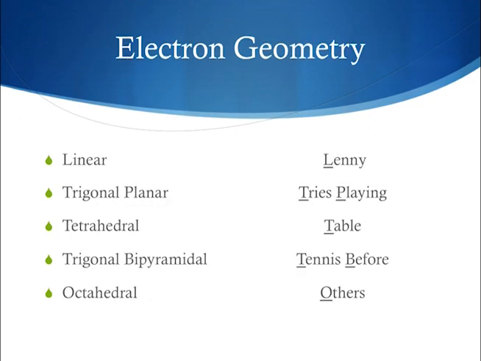Okay, so the first thing we're going to talk about is electron geometries. And we're going to talk about the 5 basic types of these electron geometries. And there are linear, trigonal planar, tetrahedral, trigonal bipyramidal, and octahedral. And we've come up with a mnemonic so we can remember these. It's Linny Tries Playing Table Tennis Before Others. And as you can see, every first letter corresponds to the first letter of one of the electron geometries, so that might jog your memory, help you remember what types of electron geometries there are.